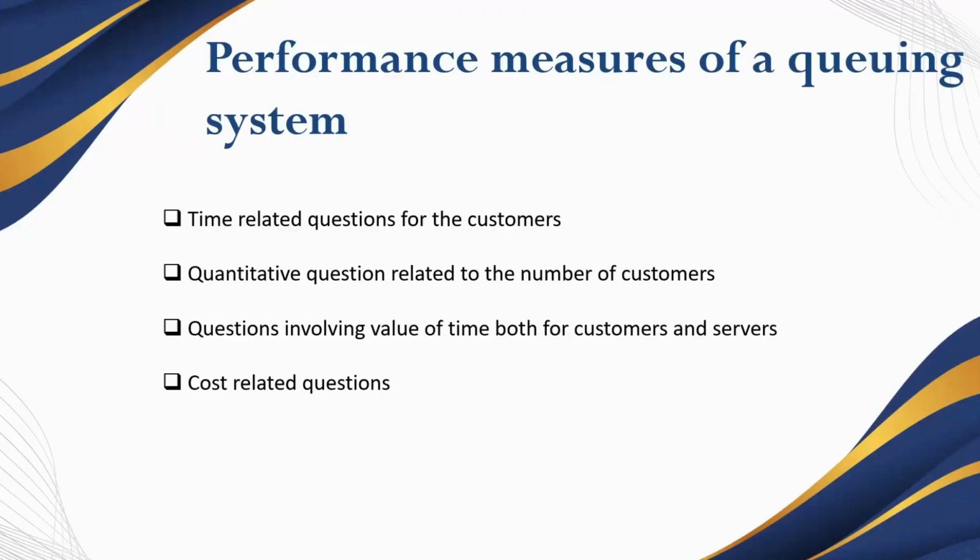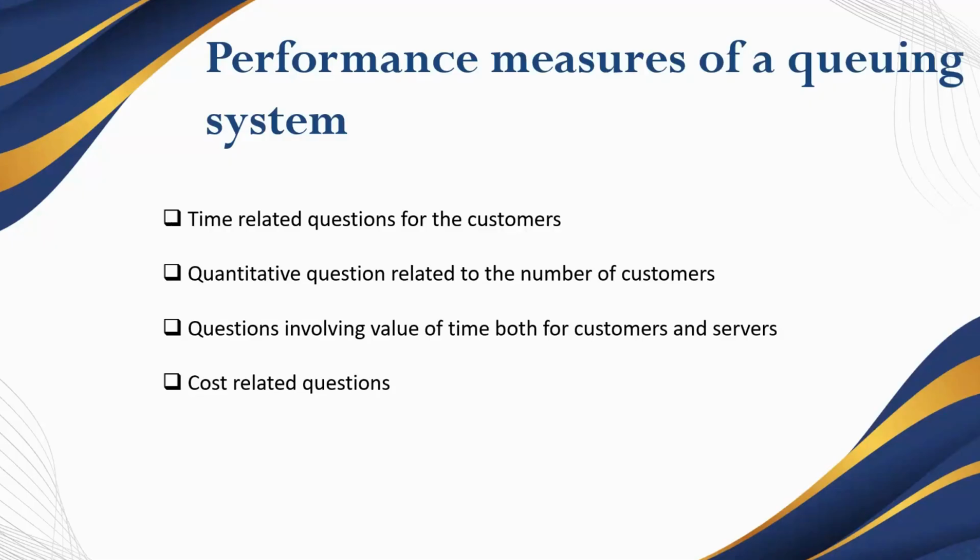Quantitative questions related to the number of customers: the expected number of the customers who are in the queue waiting for the service. The expected number of the customers who are in the system, either waiting in the queue or being served. This data can be used for finding the customer time spent in the system, queuing involving values of the time of both customers and service.